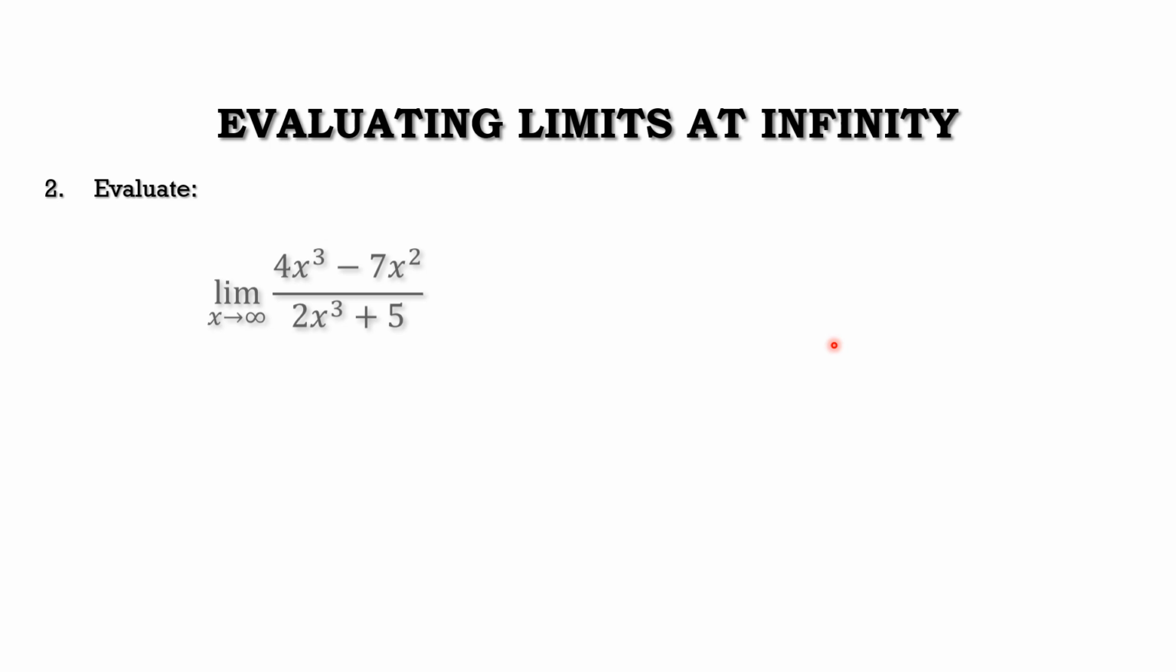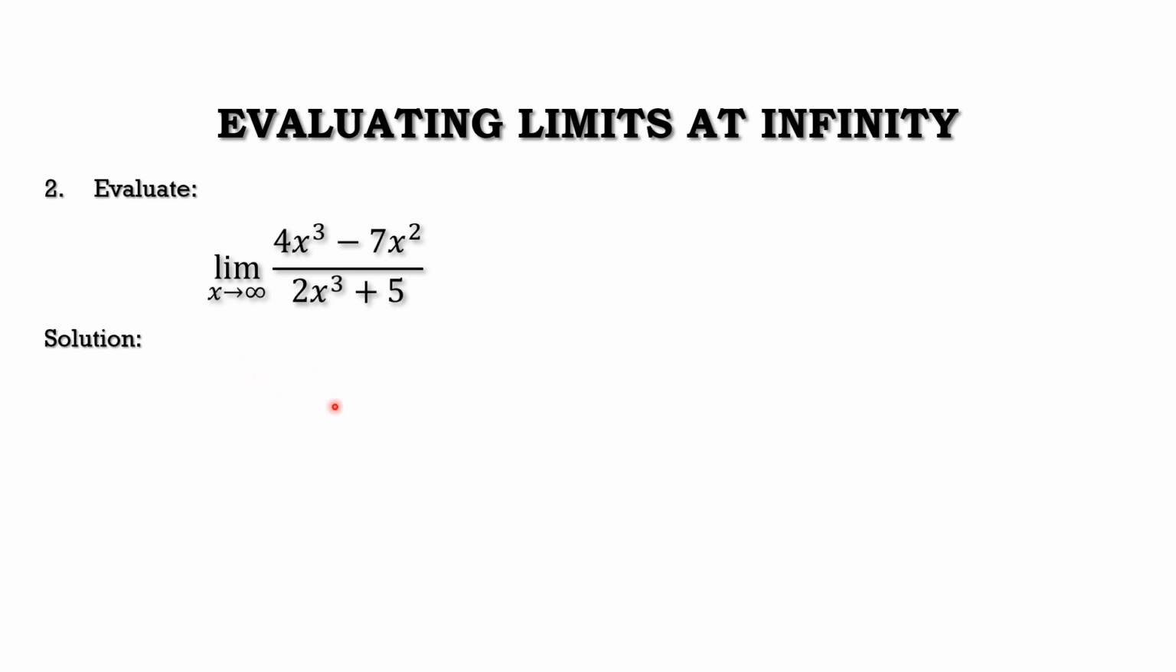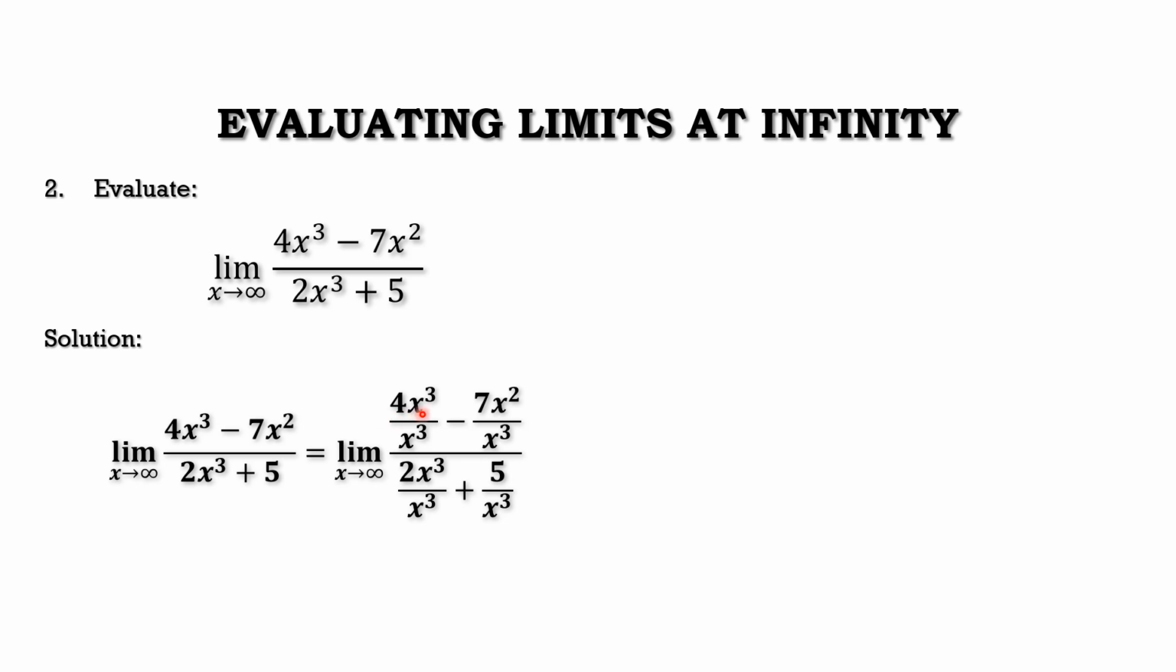Now let's move to example 2, where we have a function of the form 4x cubed minus 7x squared divided by 2x cubed plus 5. We have to find the limit, the behavior of the function as x is approaching infinity. What are you going to do? Repeat the same process. Divide each term by the highest power of x, which is x power 3.